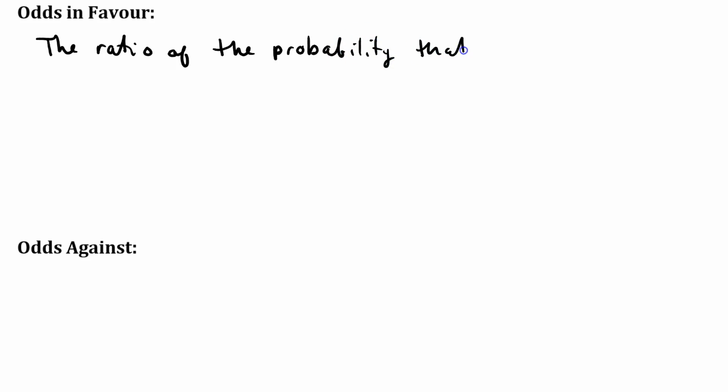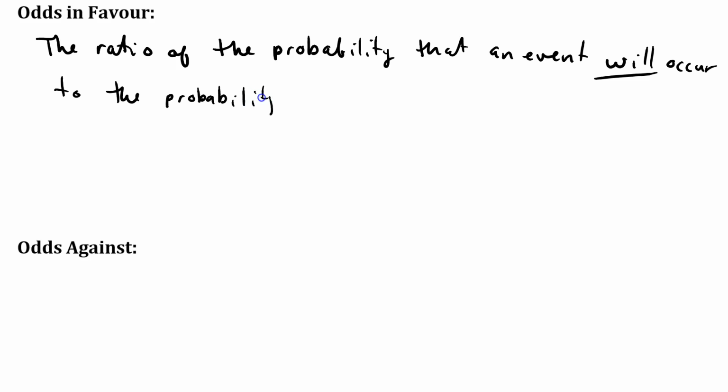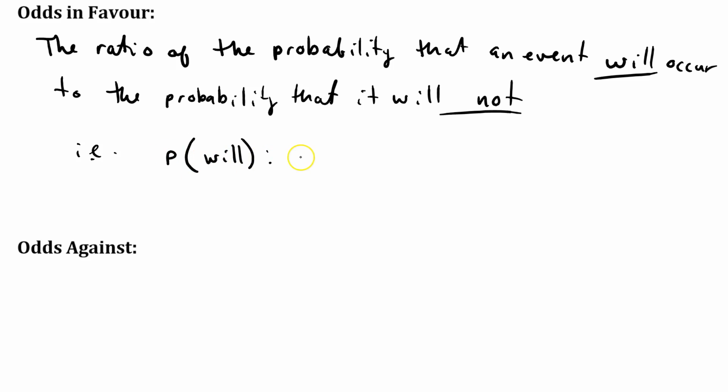So odds in favor is the ratio of the probability that an event will occur to the probability that it will not. So, for example, the probability of will to the probability of will not.